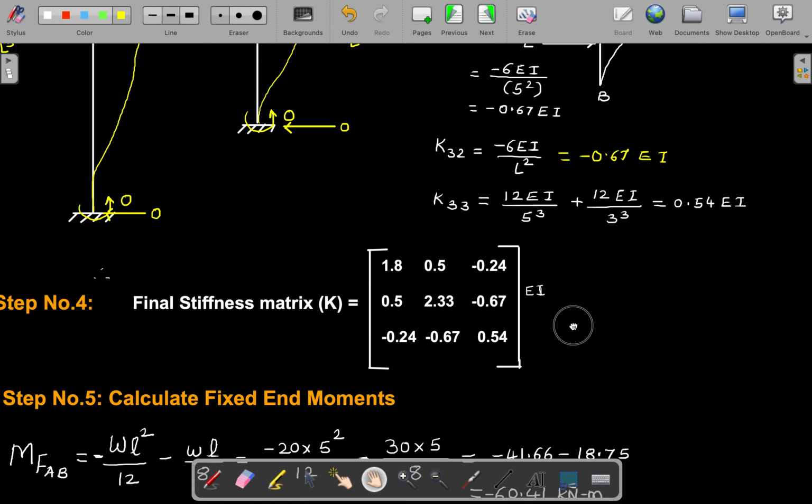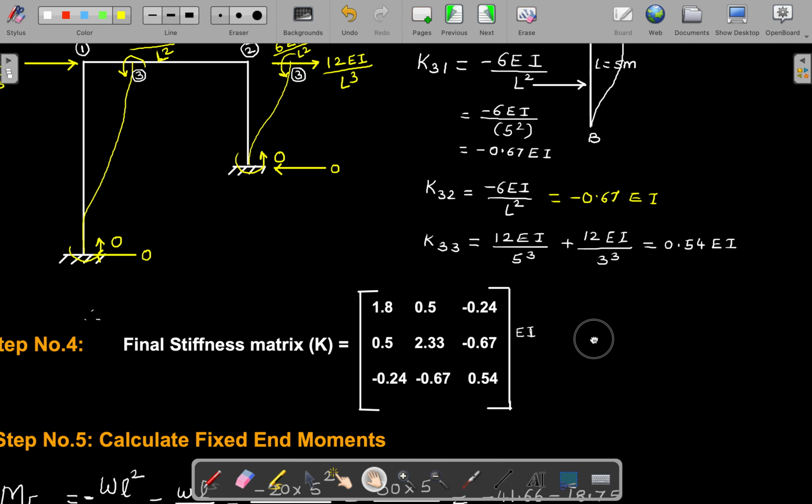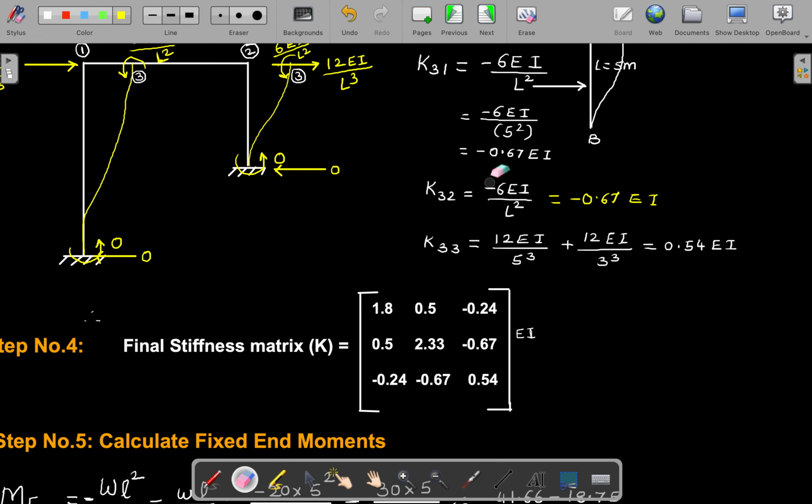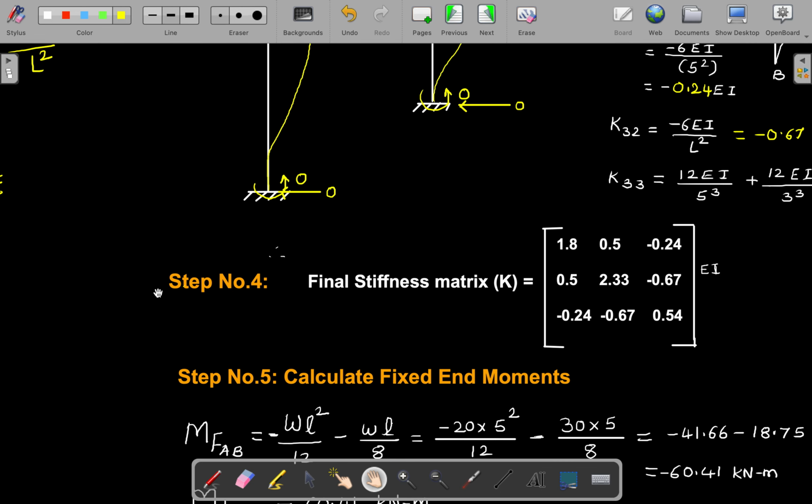You may just recalculate and check whether it is correctly done. Let me check this first K31 value. I think there is some writing error: 6 divided by 25.24. Yes, here there is some error in writing. So this is minus 0.24, and then this is correct. Okay, now it's done, and we have the final stiffness matrix.